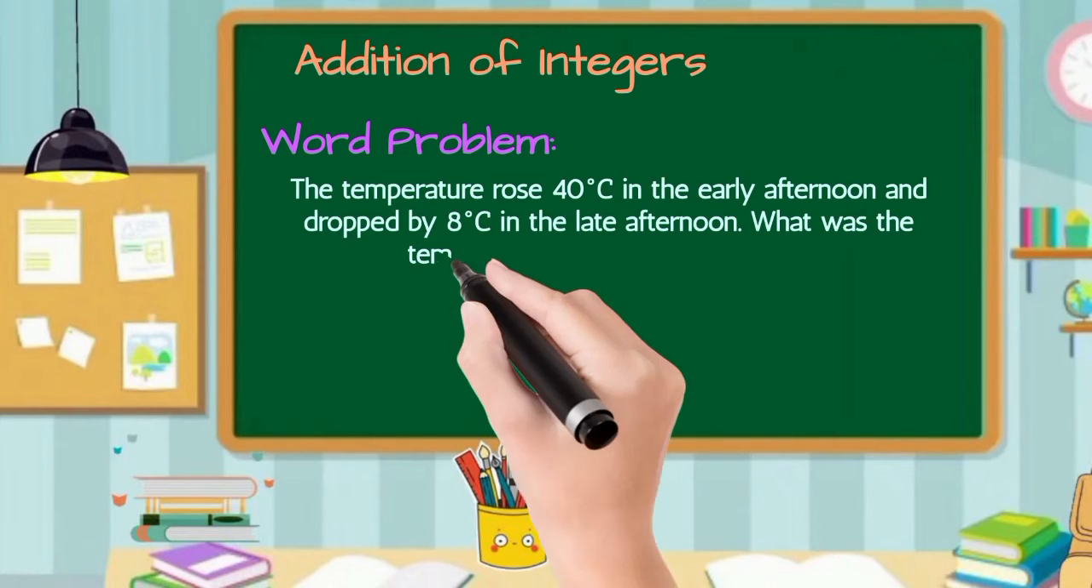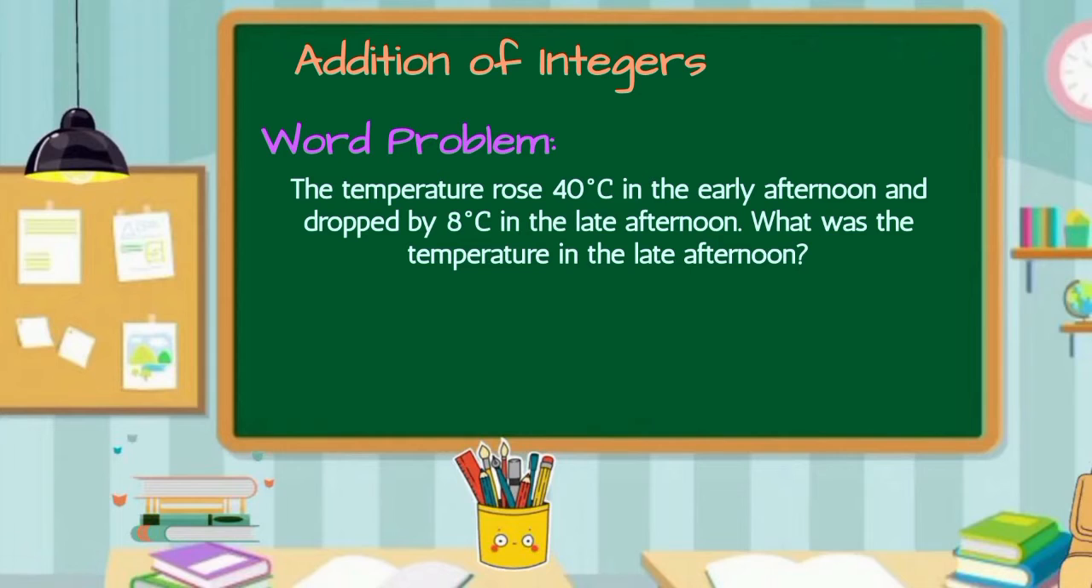Next word problem: the temperature rose 40 degrees Celsius in the early afternoon and dropped by 8 degrees Celsius in the late afternoon. What was the temperature in the late afternoon?